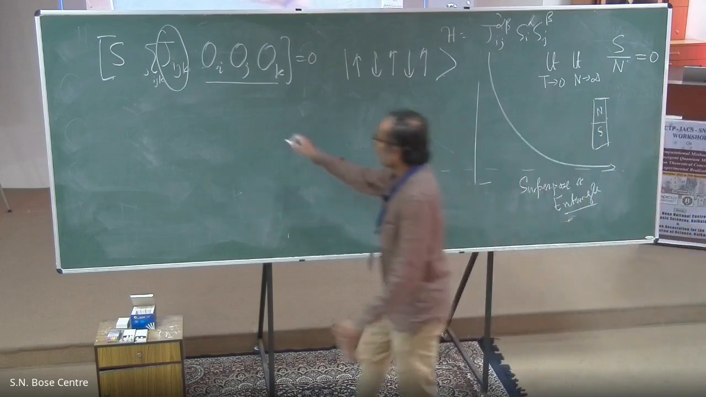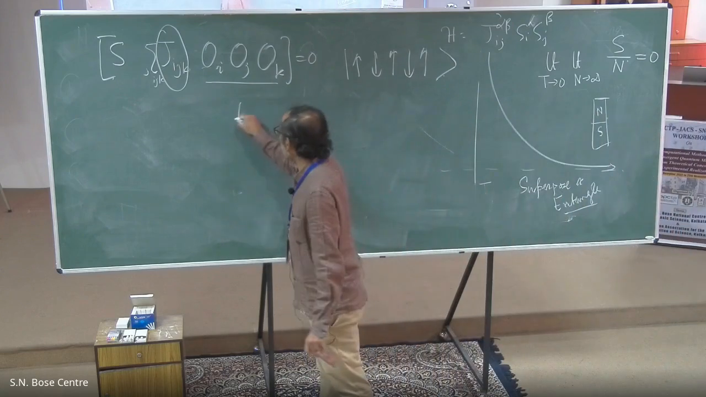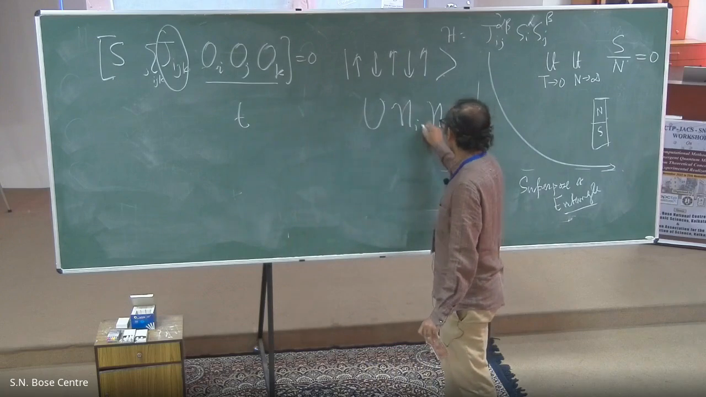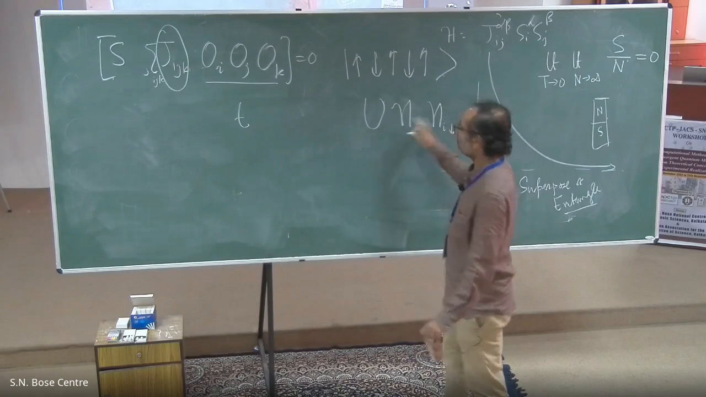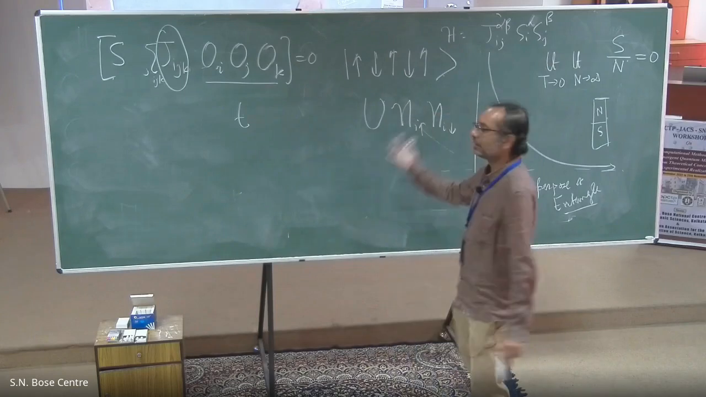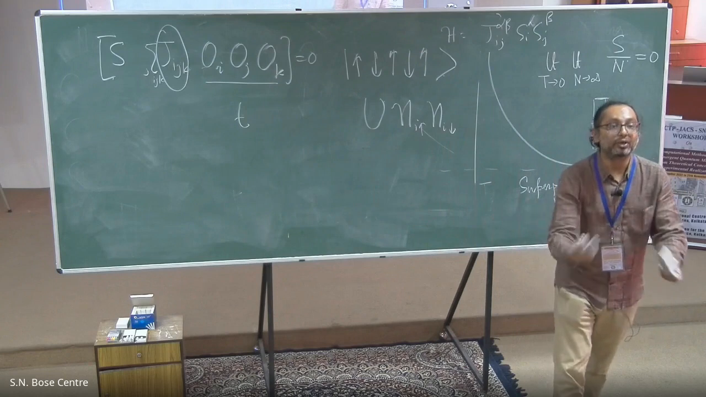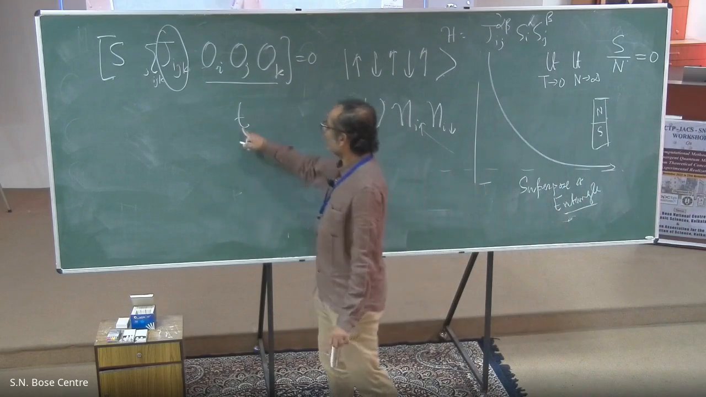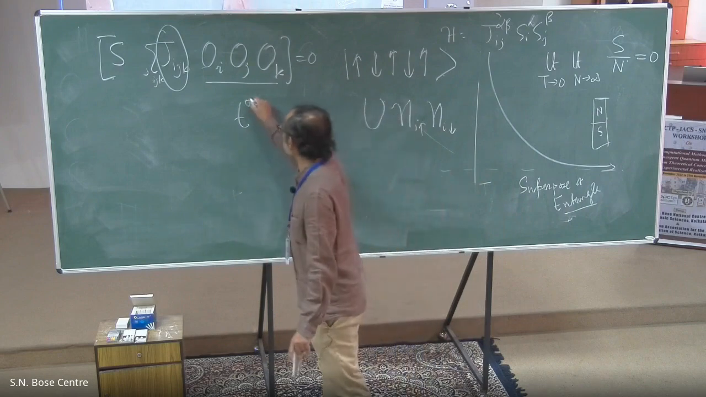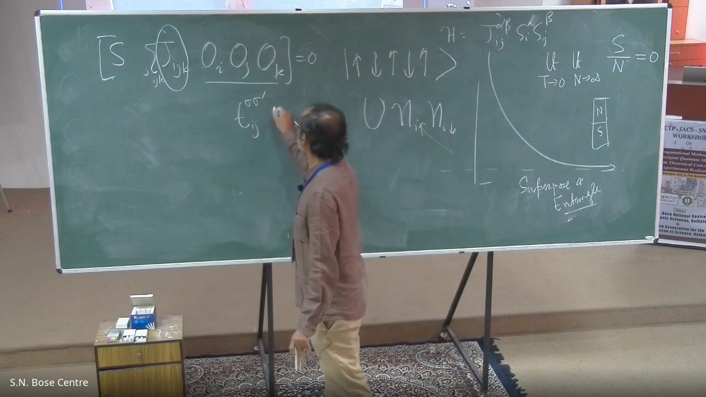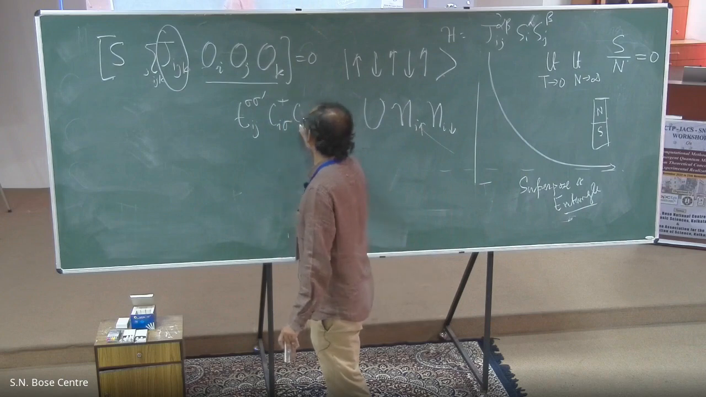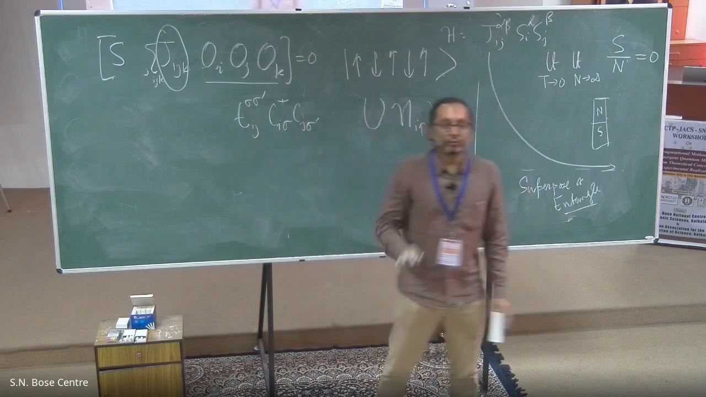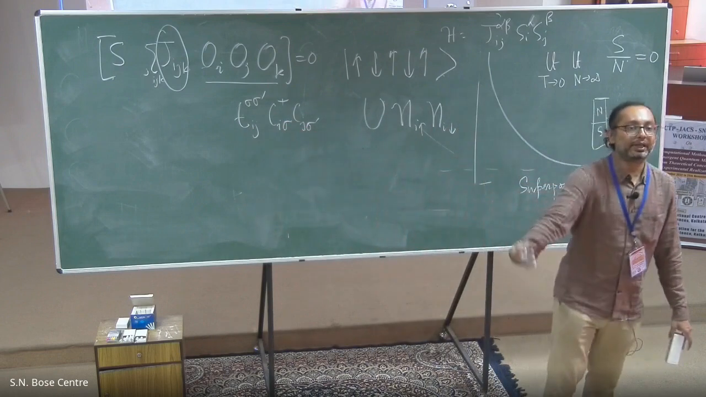So in presence of spin orbit coupling, the U term remains as it is. The on-site density term doesn't change. But suppose I have J equal to half instead of S equal to half. Then this hopping term becomes a sum over sigma, sigma prime of t_ij^{sigma sigma prime} c_{i sigma}^dagger c_{j sigma prime}. So this allows both spin dependent and spin independent hoppings.